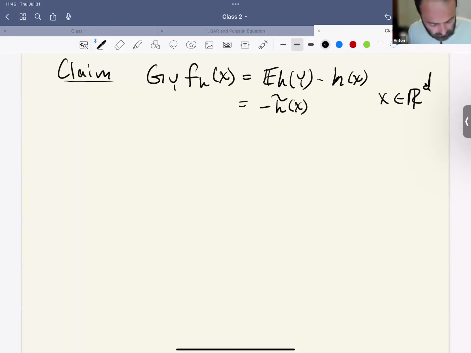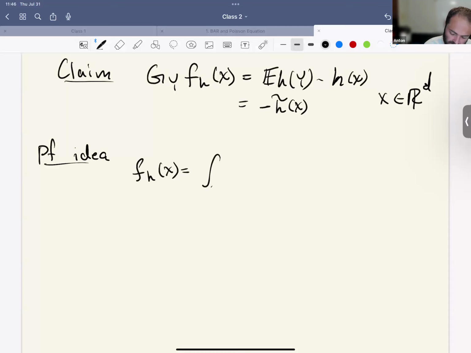So we're not going to have enough time to go into this. I'm going to give you an outline of the proof. Proof idea. And this is going to look very simple, very similar to the Markov chain case. We can split this into two cases.